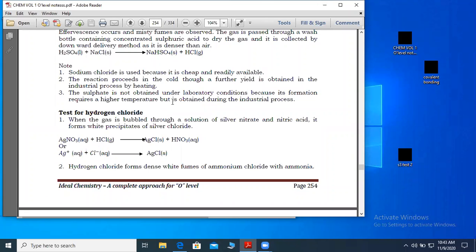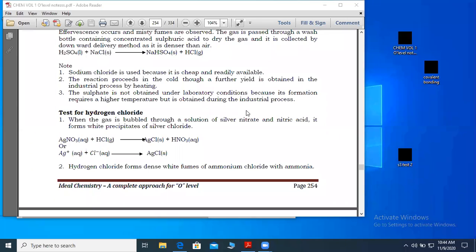Save my time. There are two chlorides which do not dissolve in water. All chlorides are soluble except there are two. Someone tell me. Kathy. Silver chloride and lead 2 chloride. Silver chloride and lead 2 chloride, correct? But lead 2 chloride is soluble in hot water.